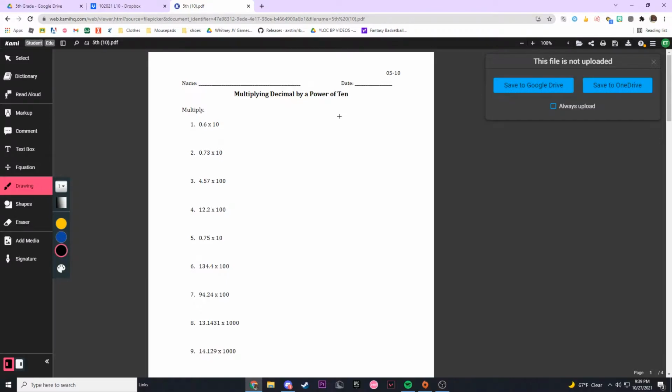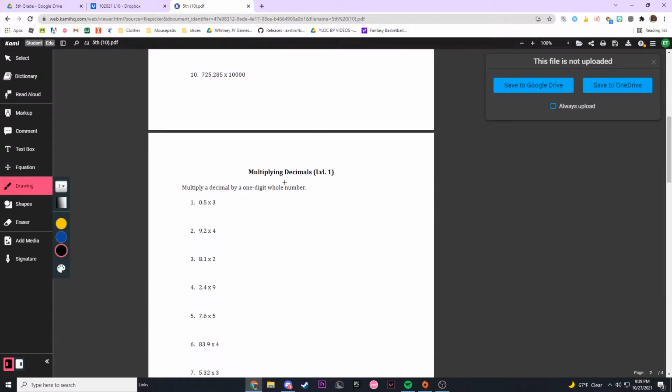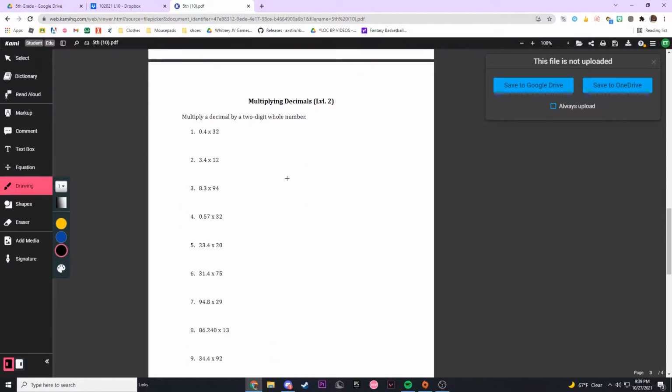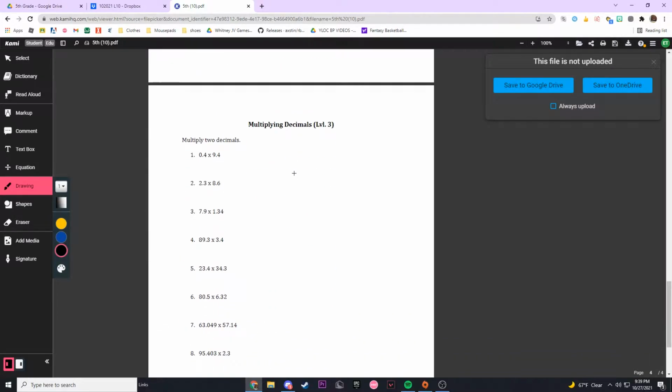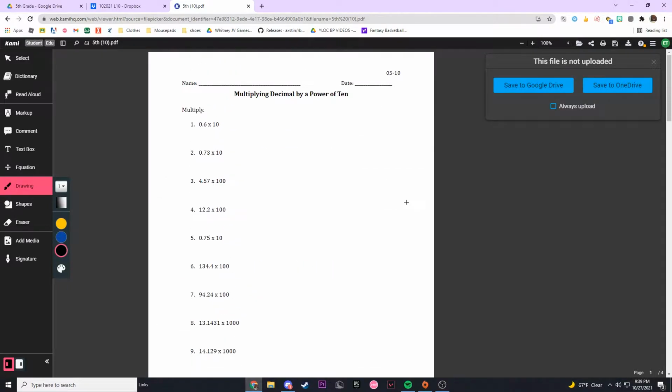In today's lesson, we're going to be going over multiplying decimals by a power of 10, more multiplying decimals, and even more multiplying decimals, and you guessed it, multiplying decimals. So on the first page, we're just going to be multiplying by powers of 10, which is the easiest part.